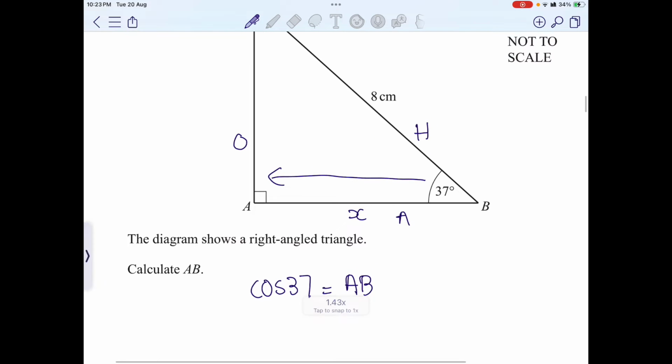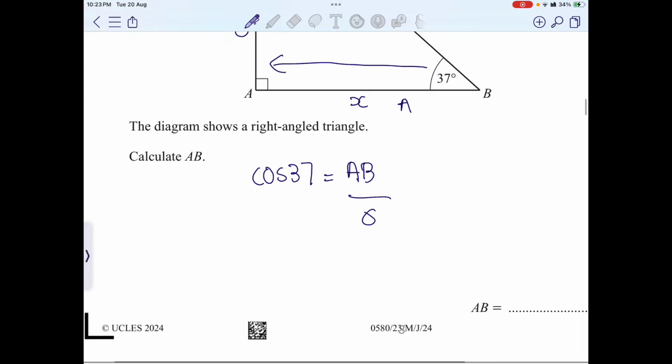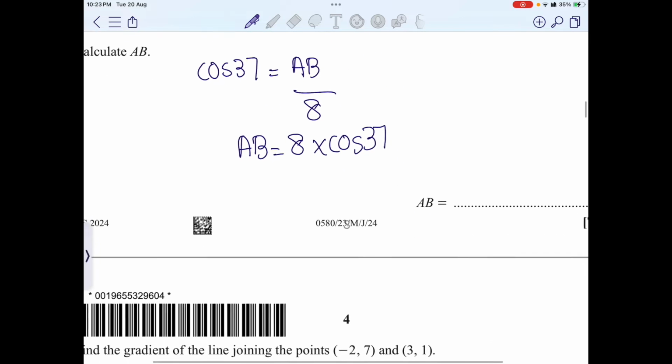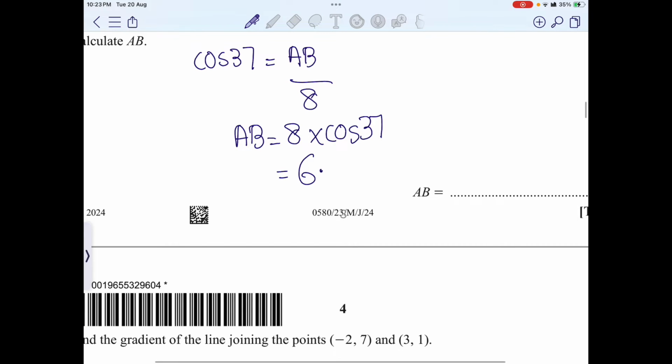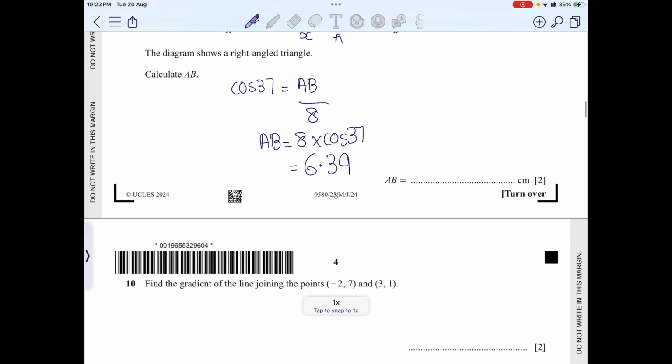So cos 37 equals AB, which is what you're going to find, over the hypotenuse, which is 8 centimeters. So AB is basically 8 times cos 37. Just use your calculator to find this out. 8 times cos 37 gives me 6.39. Yeah, 6.39 if you're on three significant figures.